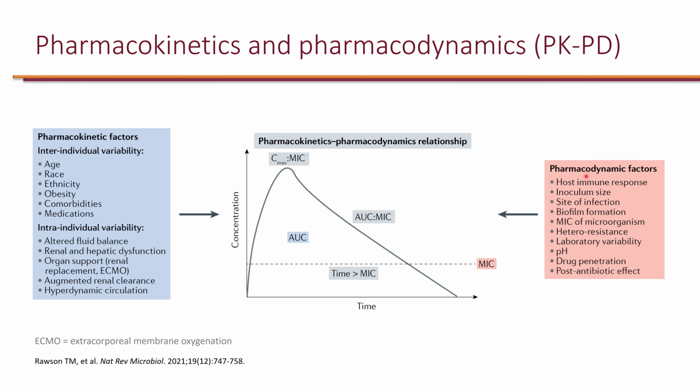And then pharmacodynamic factors are things such as host immune response. So sometimes patients might be immunocompromised. Inoculum size. So sometimes, an infection can have a lot of bacteria at the site of infection. That's referred to as the inoculum size. Or sometimes there may be just a few. So the higher the inoculum size, the more difficult it is to eradicate the bacteria from the site of infection.